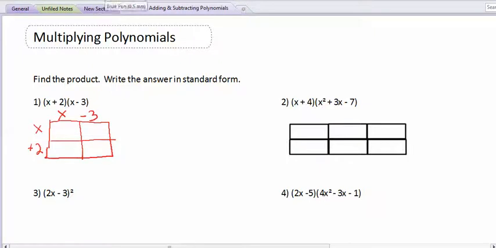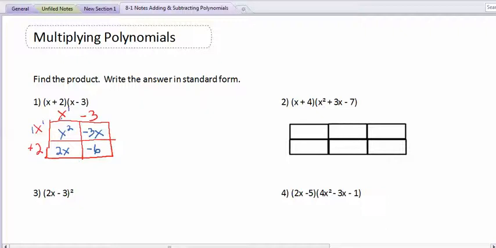Okay, so now what we do is we're multiplying bases. We're going to add exponents. So x times x, so we're going to add 1 plus 1 is x to the 2nd power. And then it's -3 times, and there's an invisible 1, so it's -3, and keep the x. And then we're going to go x times 2, 2x. And then 2 times -3 is -6.